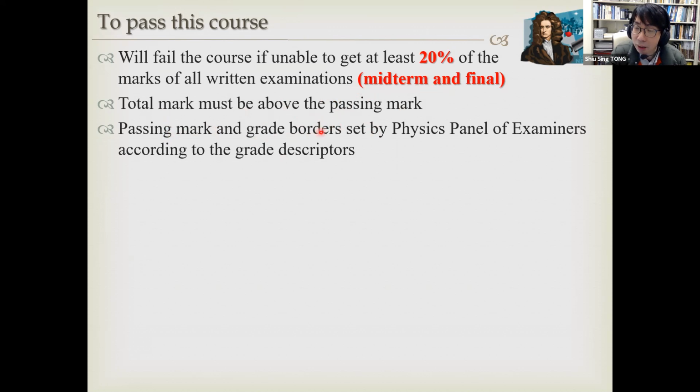And the passing mark and the grade border are set by the physics panel of examiners after the examination. And we set the passing mark and grade border according to the grade descriptor. These are the criteria for setting the grades. Okay.